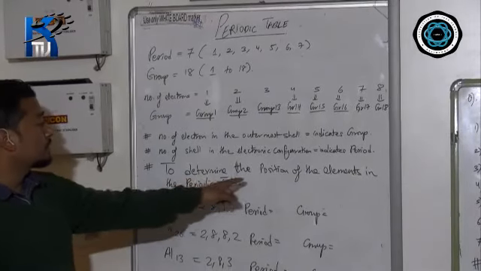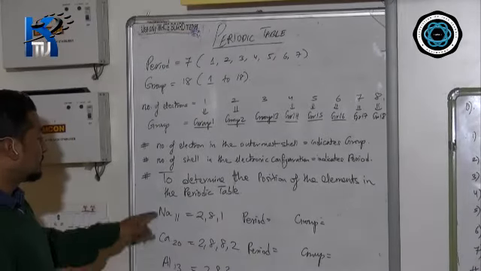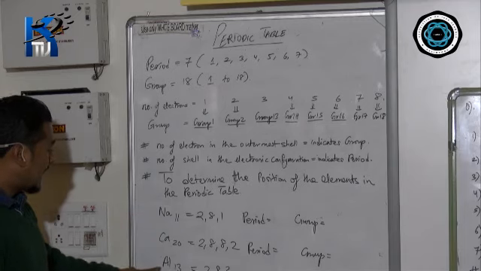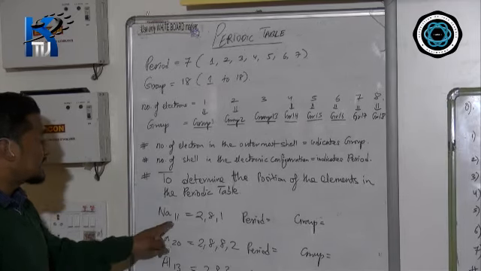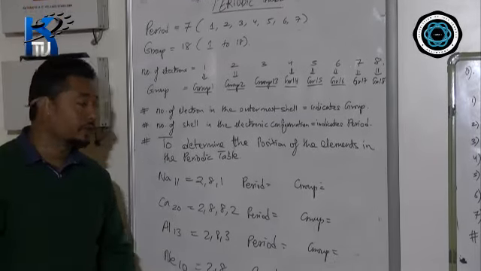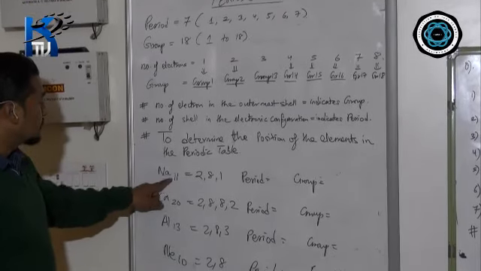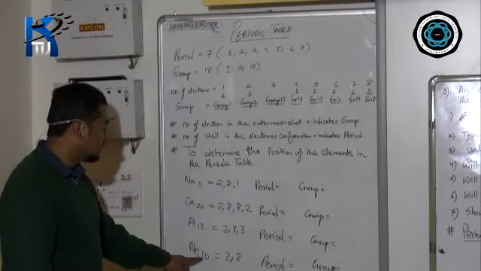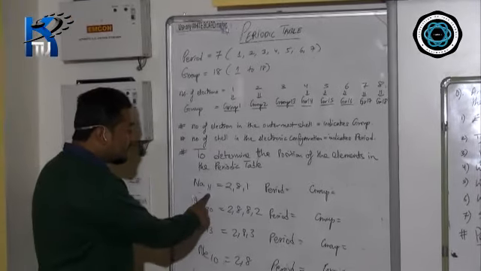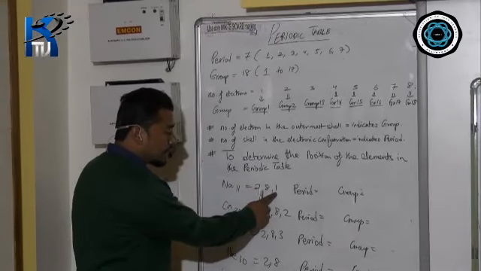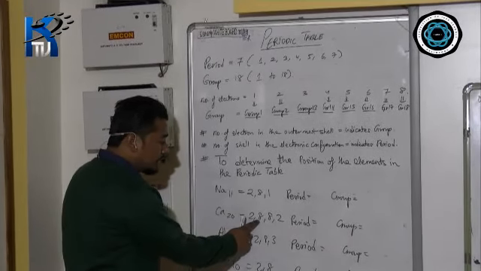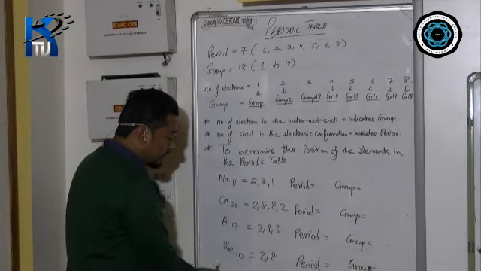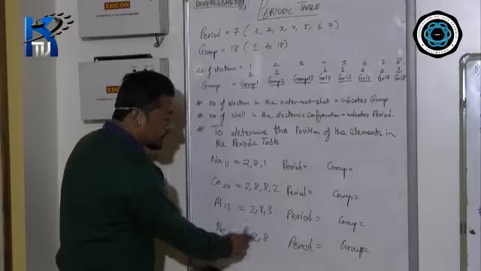To determine the position of the elements in the periodic table, I have given you some examples here, like sodium, calcium, aluminum, neon. Their atomic numbers will be provided to you. The atomic number of sodium is 11, calcium is 20, aluminum is 13 and neon is 10. So 11 means the configuration will be 2, 8, 1; 20 means 2, 8, 8, 2; 13 means 2, 8, 3; and 10 means 2, 8.